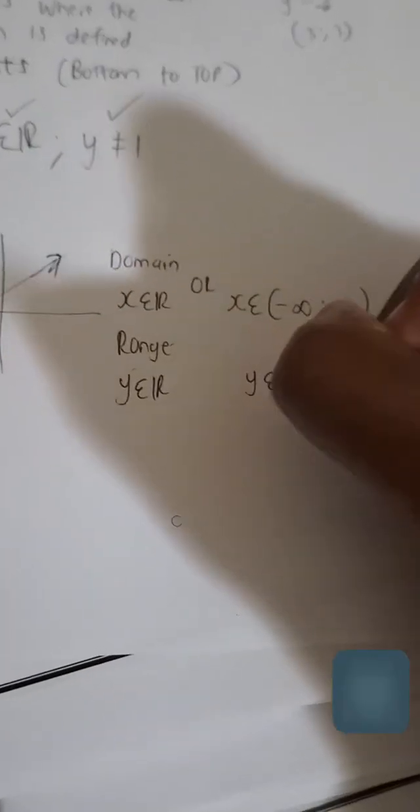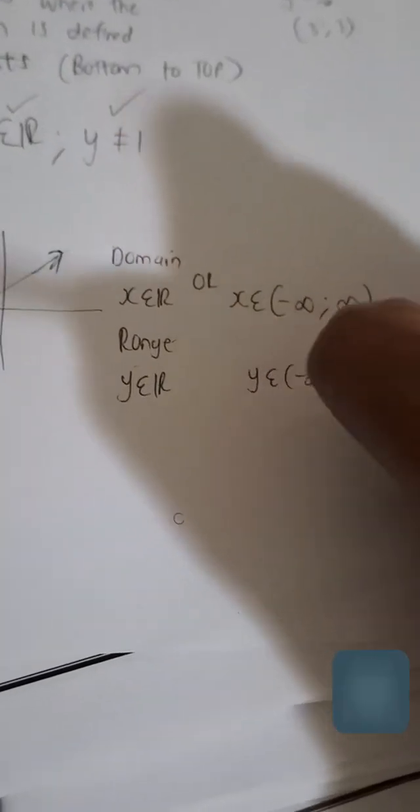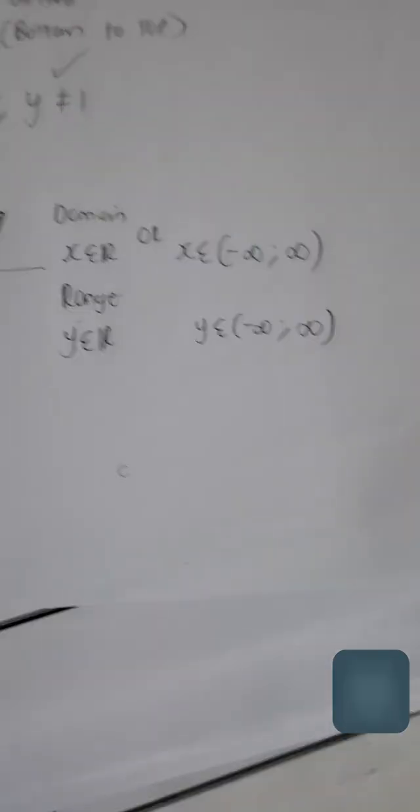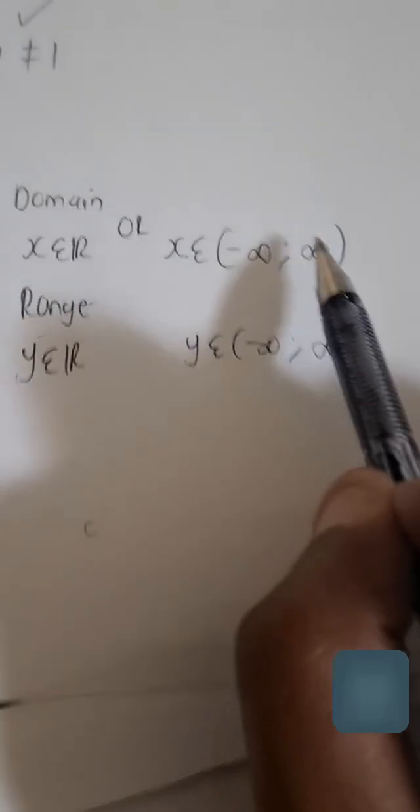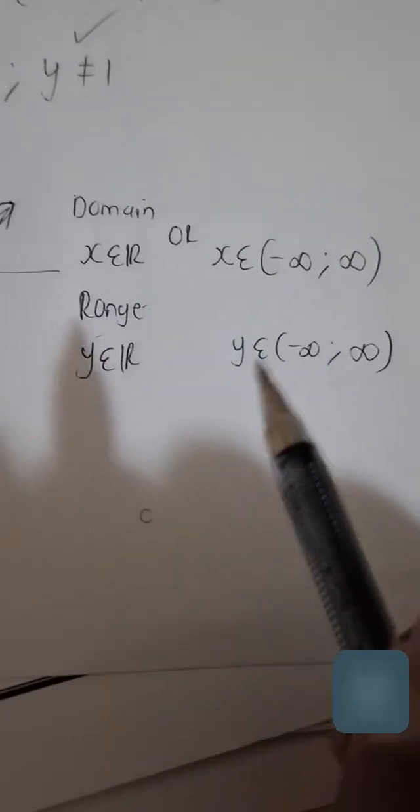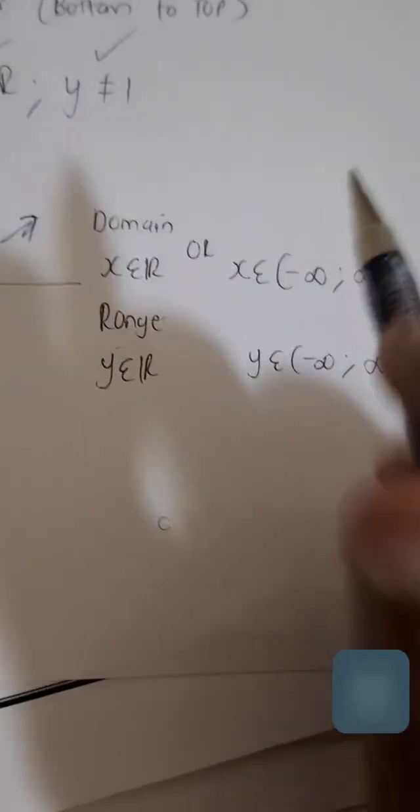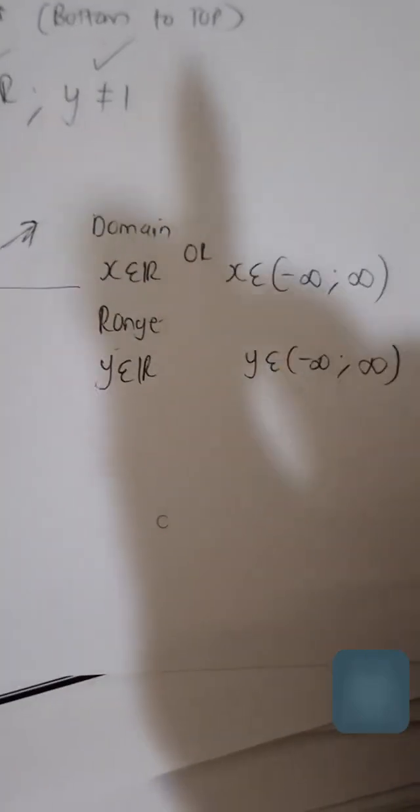Even with this one, you can say y is an element of negative infinity to positive infinity. This is called interval notation. This is just another way of writing the same thing. So x is an element of R can also be written as x is an element of negative infinity to positive infinity. You decide which way you feel is more attuned to you.